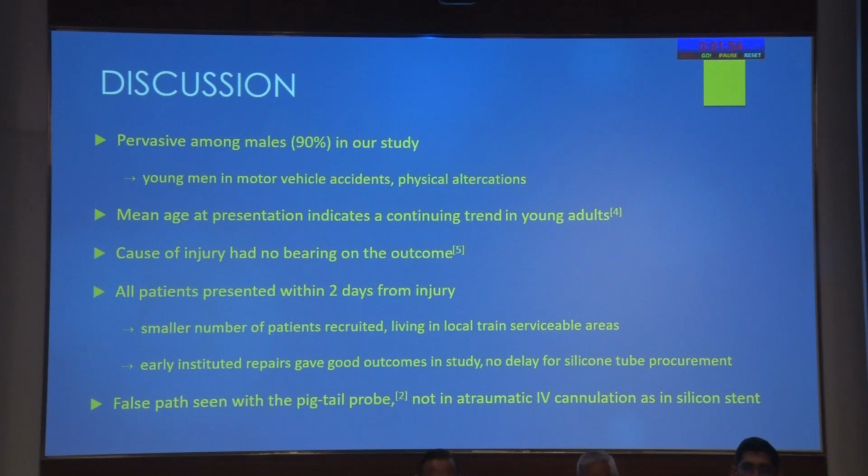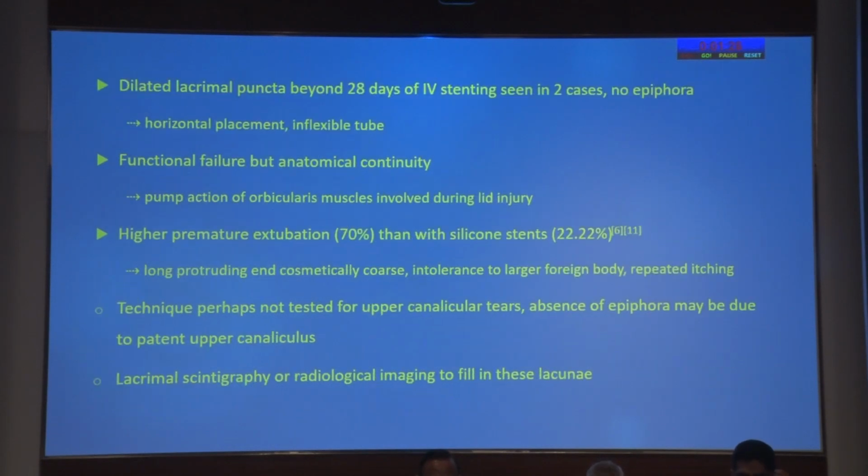So this is pervasive among males, and we hypothesize their frequent involvement in road traffic accidents and physical fights. The main age of presentation continues to show a younger adult population, and the cause of injury had no outcome effect. All the patients from our study presented early, and since there was no delay in procurement of a silicone tube, they also gave good outcomes because the repair was instituted early.